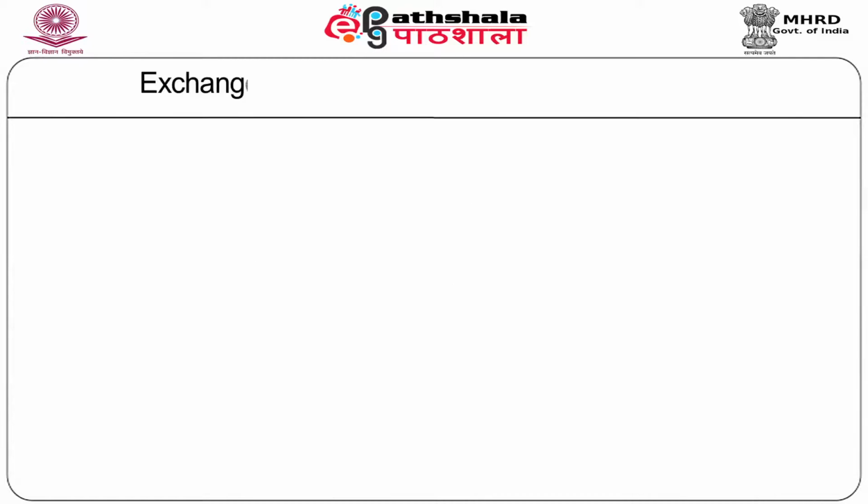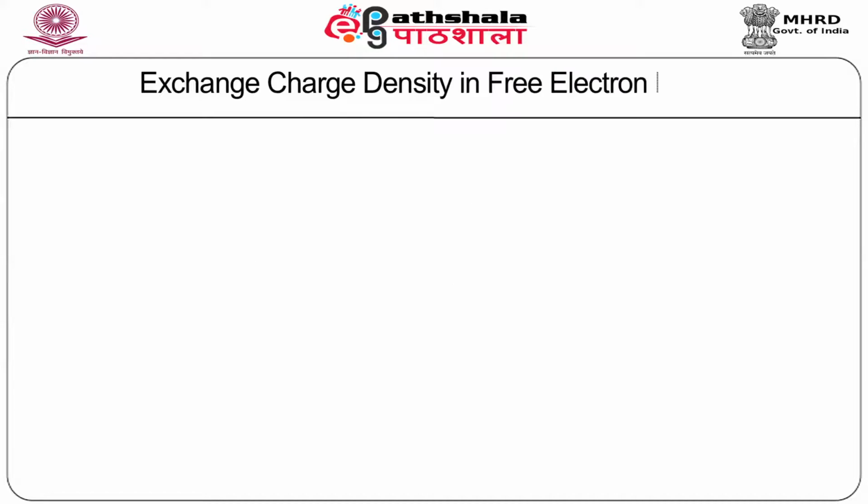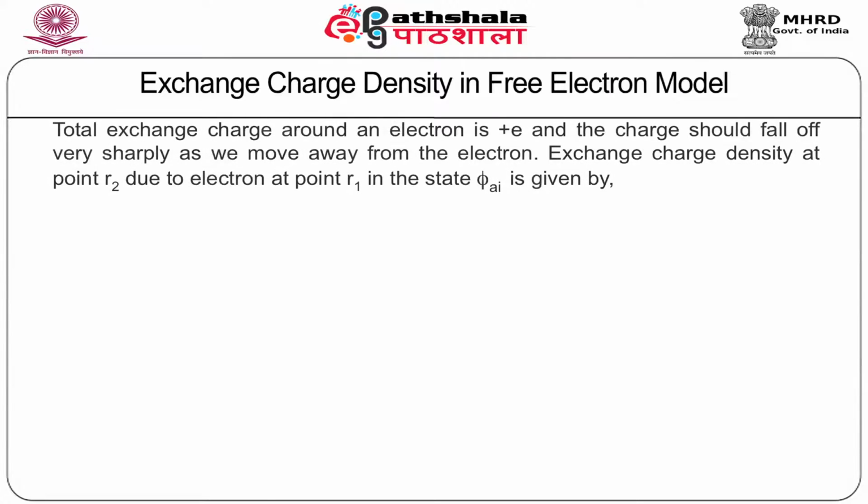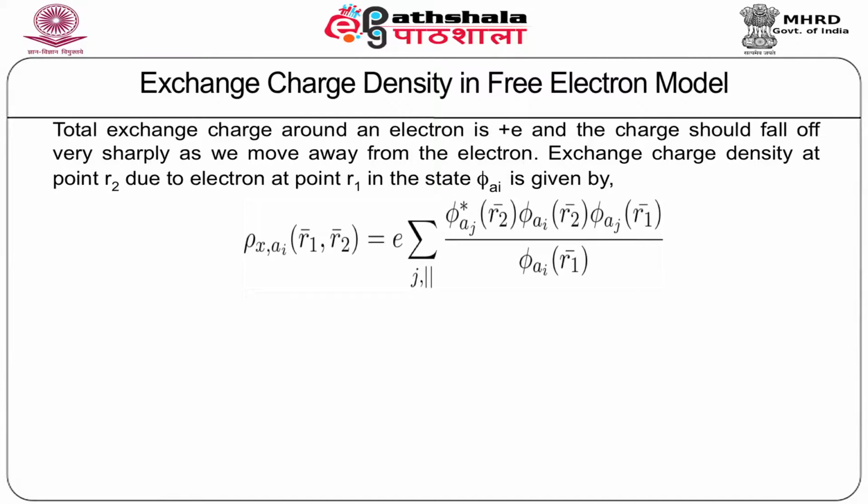Let us now discuss the exchange charge density in the free electron model. Total exchange charge around an electron is of magnitude plus e, and the charge should fall off very sharply as we move away from the electron. Exchange charge density at a point R2 due to electron at a point R1 in a state phi i is given by this following expression, as you know from the previous discussion.